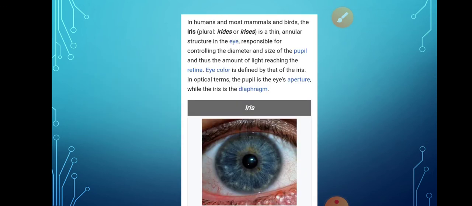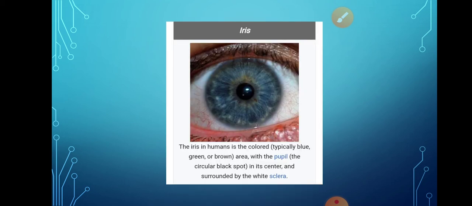In humans and most mammals and birds, the iris is a thin annular structure in the eye, responsible for controlling the diameter and size of the pupil, and thus the amount of light reaching the retina. Through the pupil the light enters. Eye color is defined by that of the iris. In optical terms, the pupil is the aperture, or diaphragm. Okay, this is an iris.